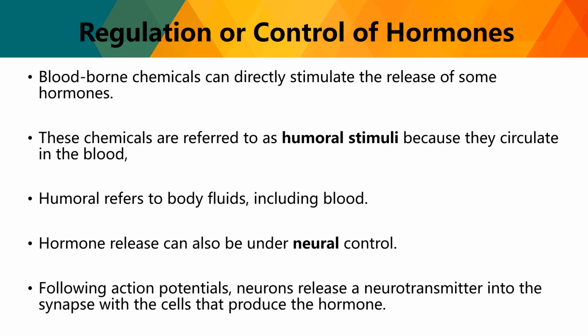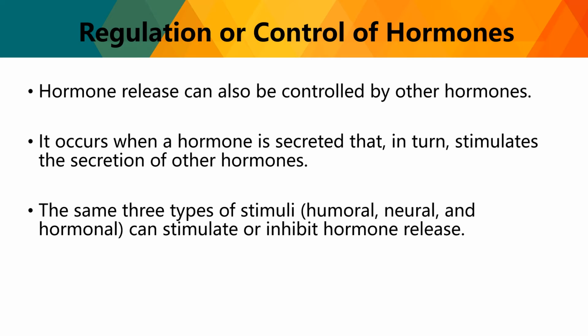And then next, it can also be under neural control, where hormones can be released following an action potential, or neurons release a neurotransmitter into the synapse with the cells that produce the hormone. Okay? And then hormone release can also be controlled by other hormones. It occurs when a hormone is secreted that in turn stimulates the secretion of other hormones. And the same three types of stimuli, humoral, neural, and hormonal, can stimulate or inhibit hormone releases.